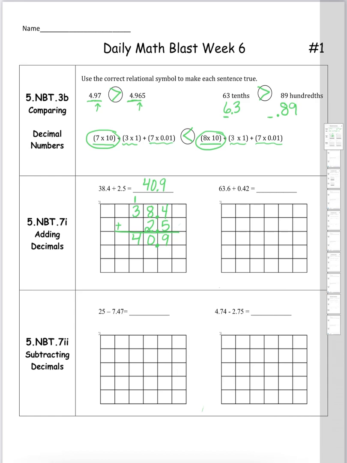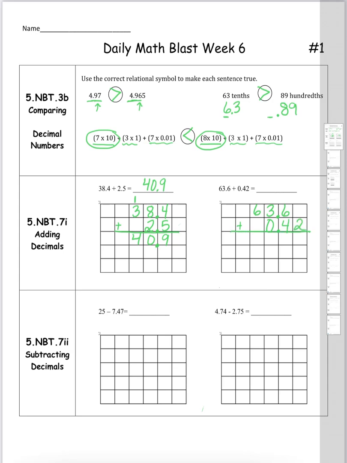Next, I have 63 and 6 tenths plus 42 hundredths. I'm going to again line up my place values. So let's go 63 and 6 tenths, and I'm going to add 42 hundredths. So make sure I have no ones here, 4 in the tenths column and 2 in the hundredths column.